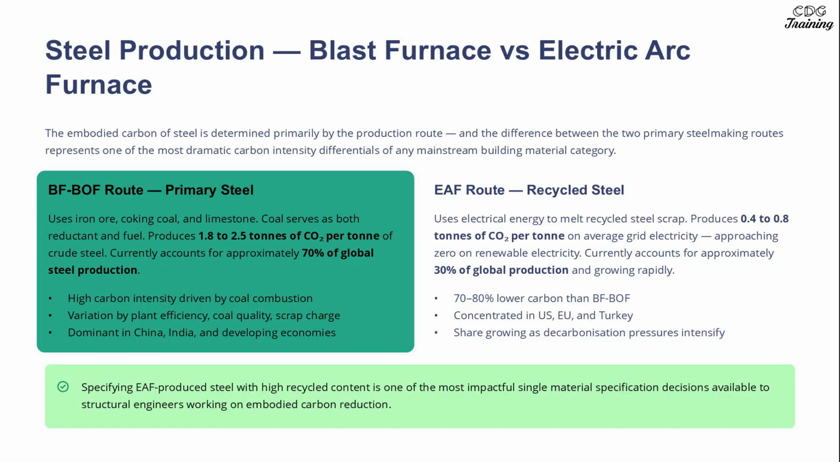The carbon footprint of steel is largely determined by its production method. The blast furnace route is carbon-intensive, while the electric arc furnace offers a greener alternative by using recycled steel and renewable energy. Understanding these differences is crucial for sustainable engineering.